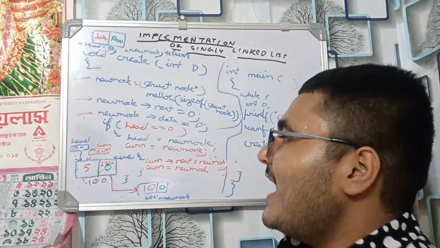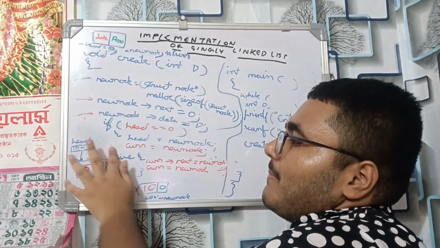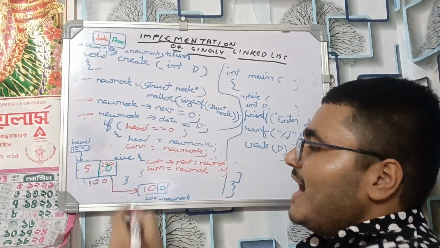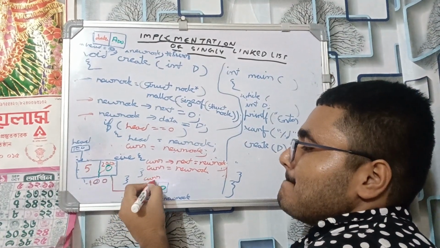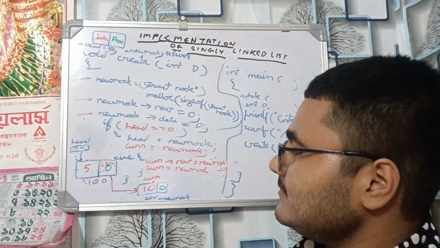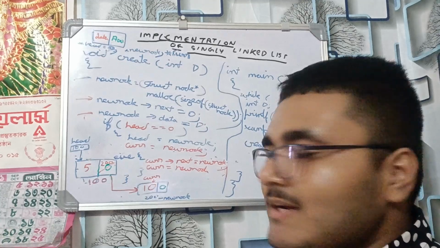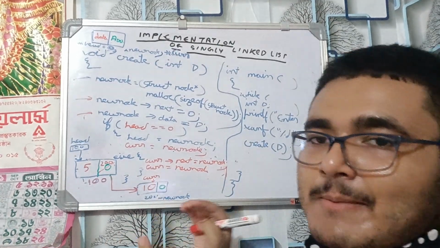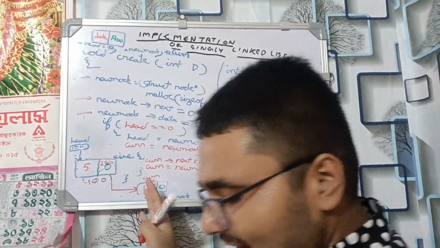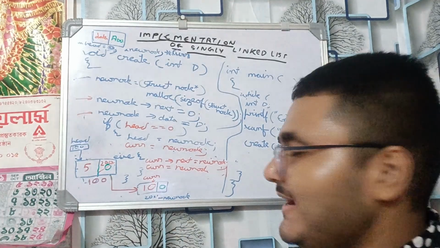And current is equal to new node. Current is equal to new node. Fine. Now suppose again this program has been run, and again another new node has been created.